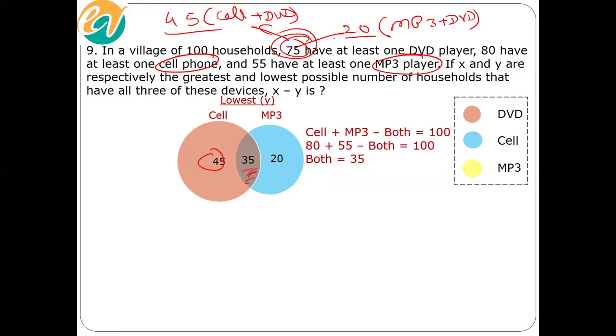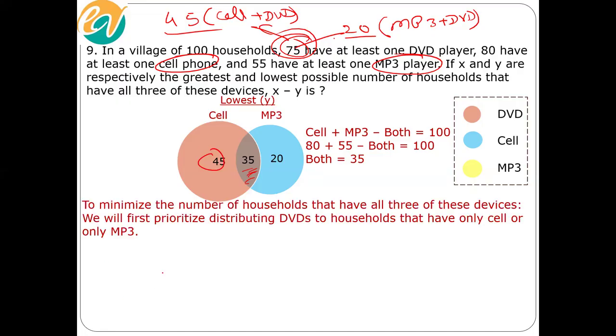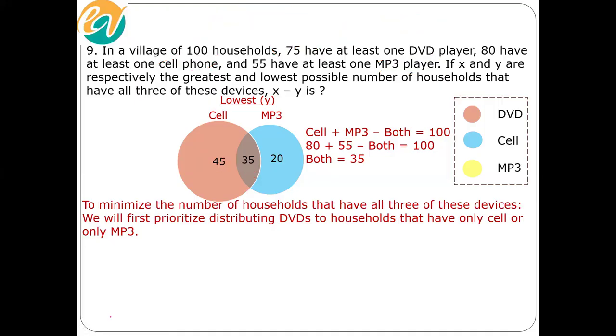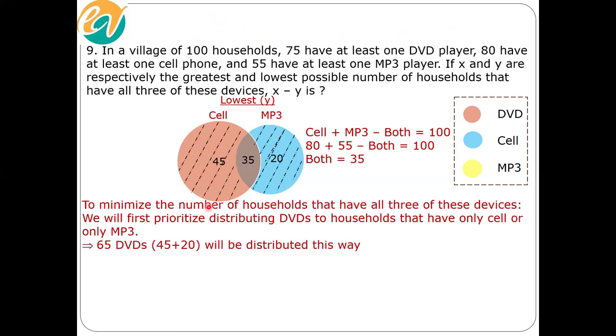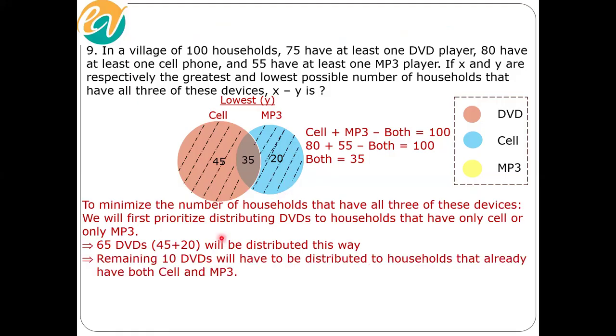Are we clear with the procedure? So to minimize, this is important, to minimize the number of households that have all the three devices, we'll first prioritize distributing these 75 DVDs to households that have only cell or only MP3. So this shaded area, right? So 65 DVDs are distributed in this way, but then the remaining 10 DVDs will have to be distributed to households that already have both cell and MP3. So a minimum of 10 households will have all the three devices.